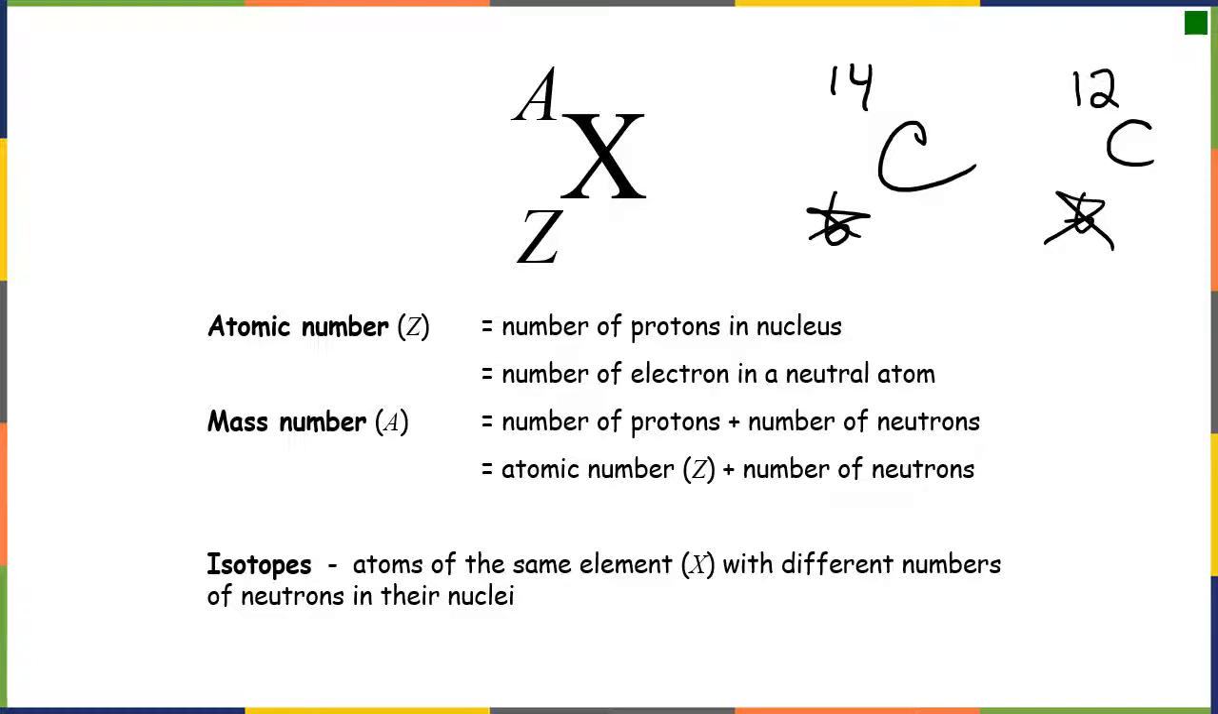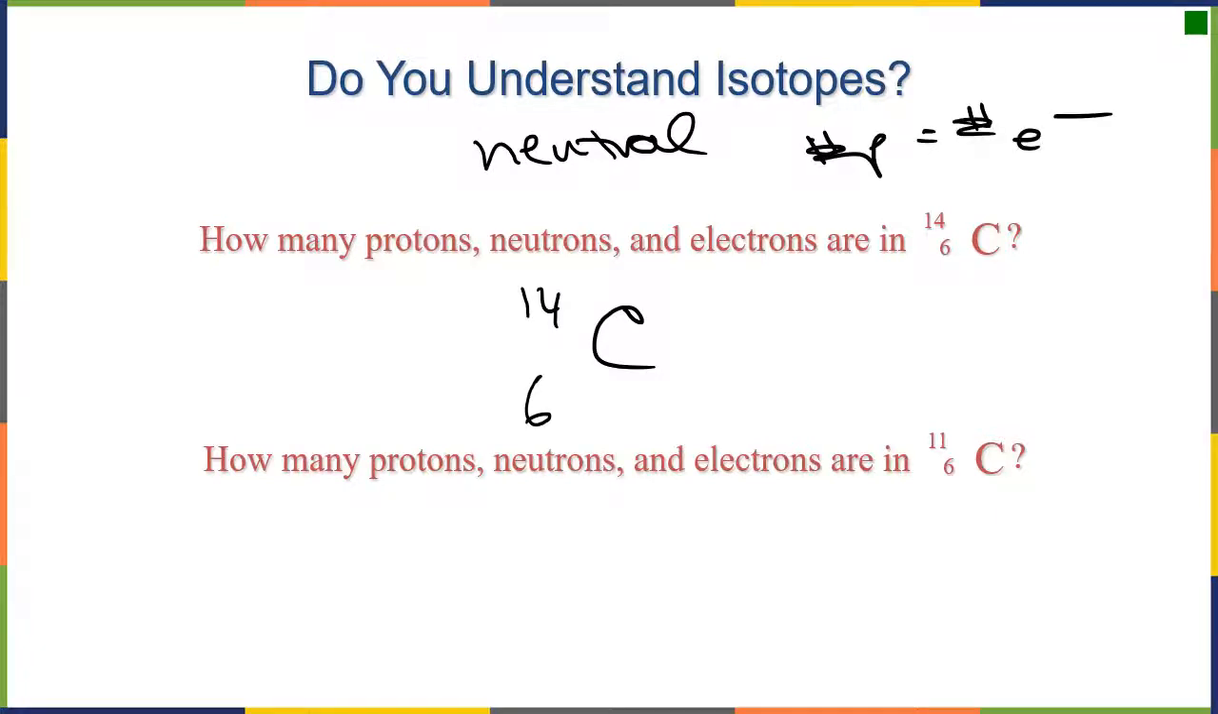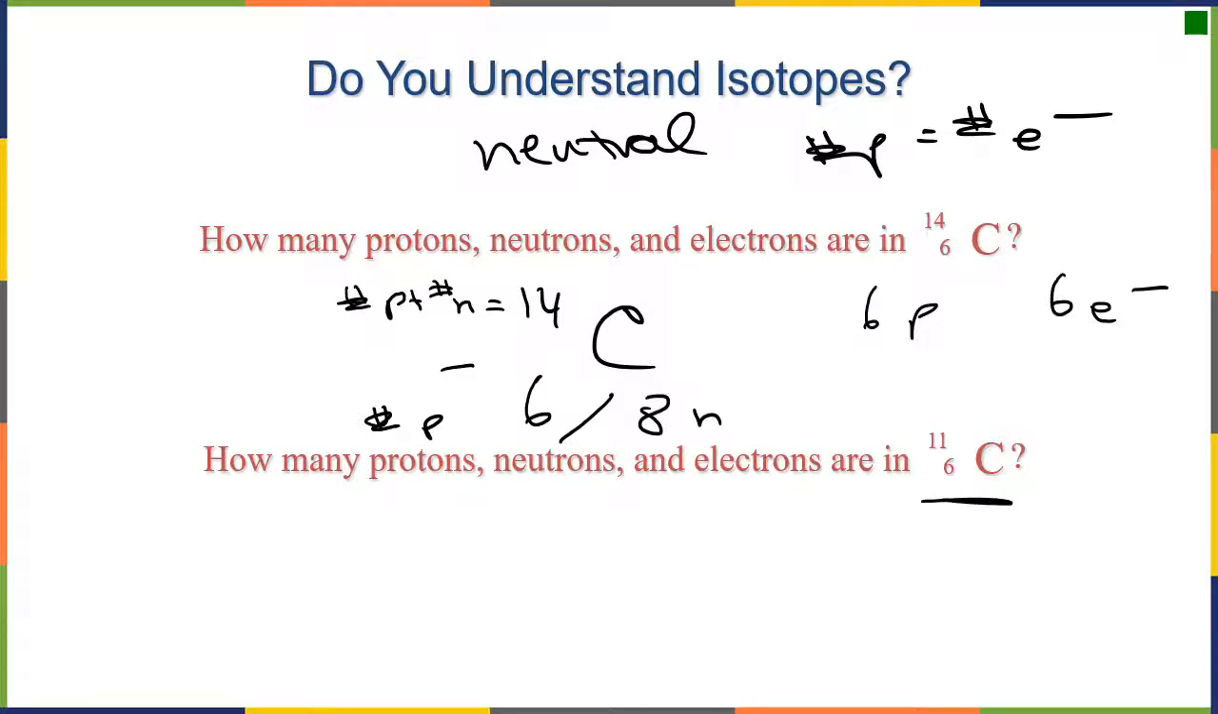And again, isotopes are atoms of the same element, that's the symbol here in the middle, with different numbers of neutrons in their nuclei. So what do we have? Well, if we have carbon-14 with 6, and we're going to be neutral, meaning the number of protons is equal to the number of electrons, then in this atom we're going to have a total of 6 protons, 6 electrons, and if we take the top number, which is the number of protons plus the number of neutrons, and we subtract 6, number of protons, we're going to get a total of 8 neutrons. If instead we have carbon-11, we're going to have 6 protons, 6 electrons, and 5 neutrons.